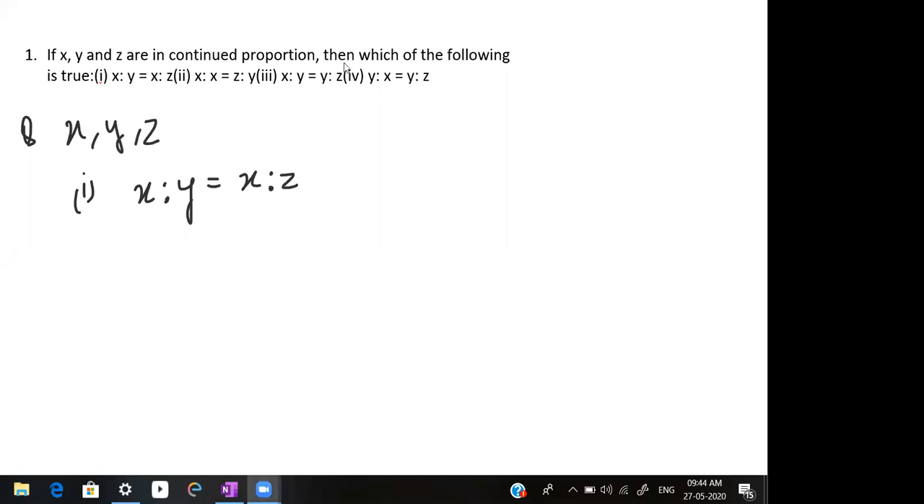So if X, Y, and Z are in continued proportion, how do we write it? We write X ratio Y is equal to Y ratio Z. If three numbers are in continued proportion, then we write X ratio Y is equal to Y ratio Z. So is this option right or wrong?